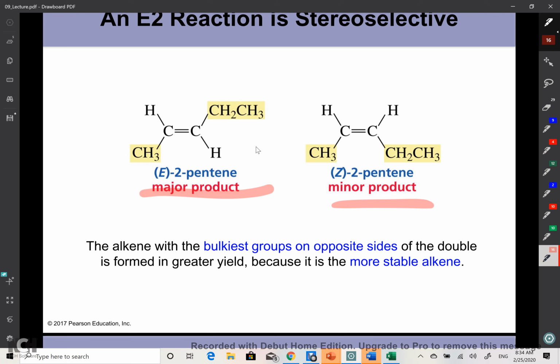Yes. In the E, the bulky groups are far away from each other, so it minimizes interaction compared to the Z. Does that make sense? So the E is more stable than the Z. Does that make sense, guys? So the E is like the trans. So an E2 would prefer to form the more stable product, and that more stable product will be the E product. Is that okay?